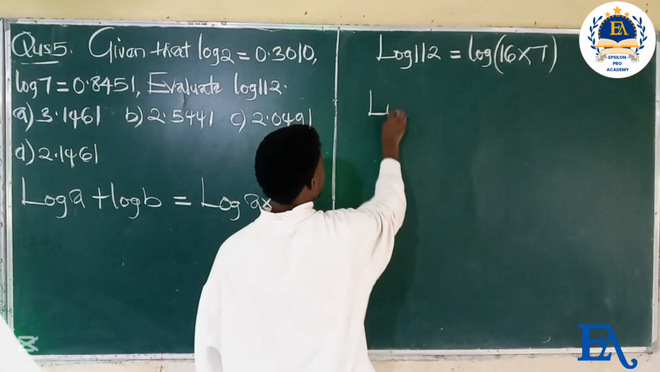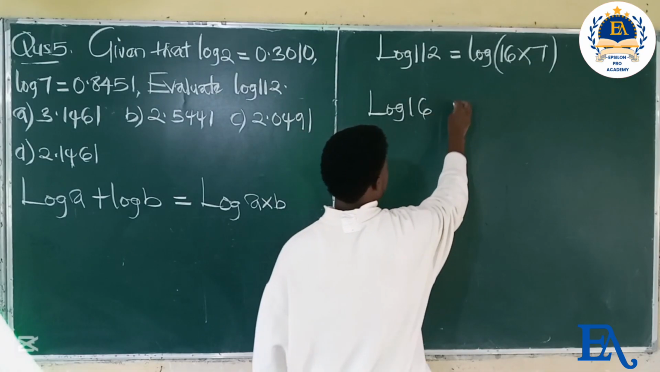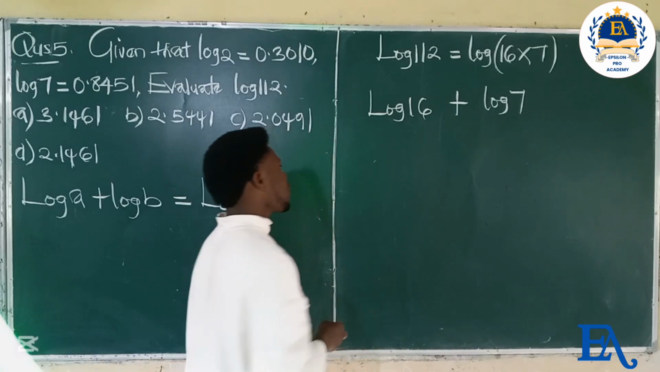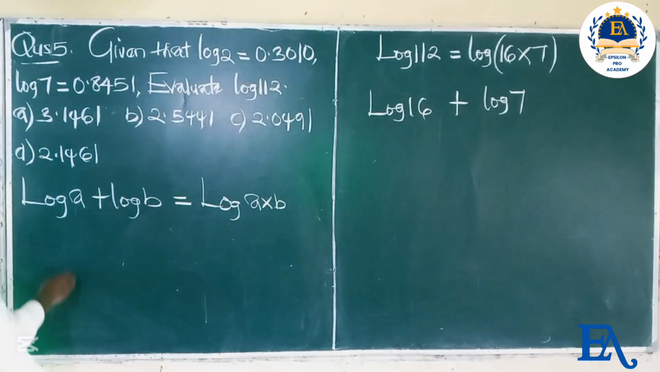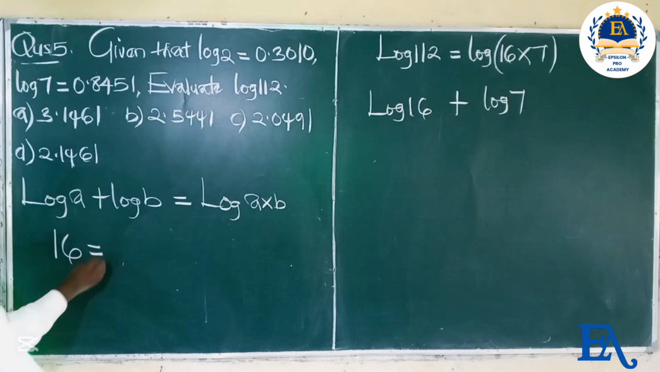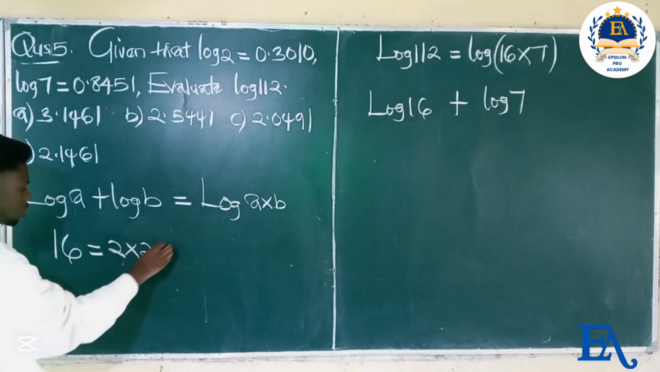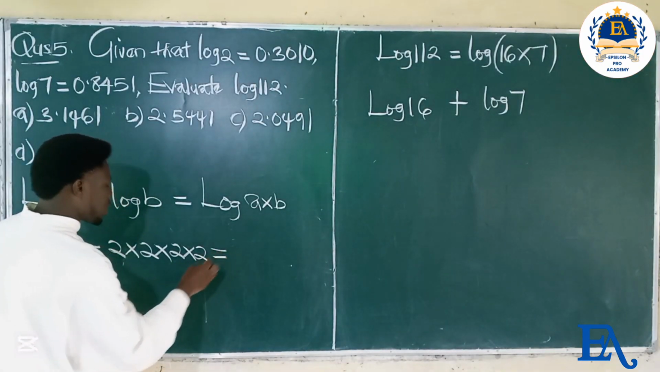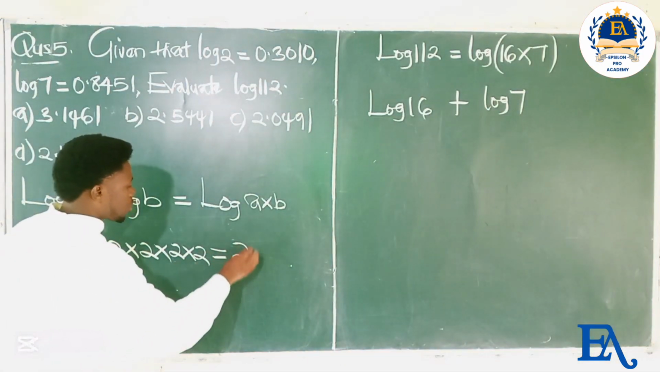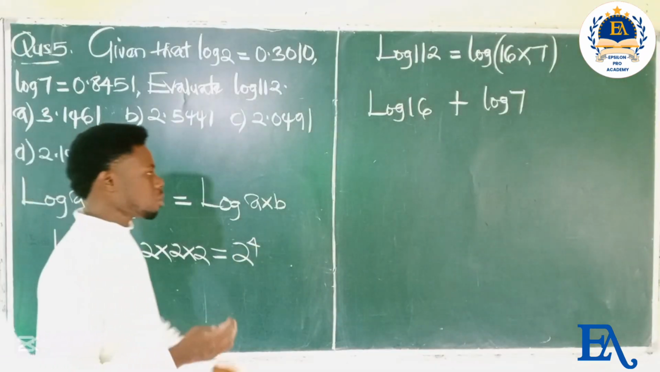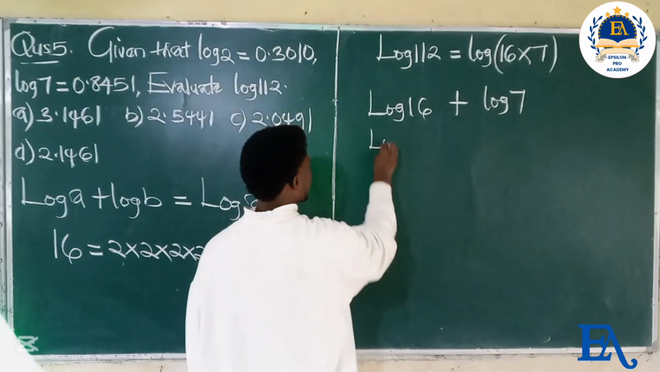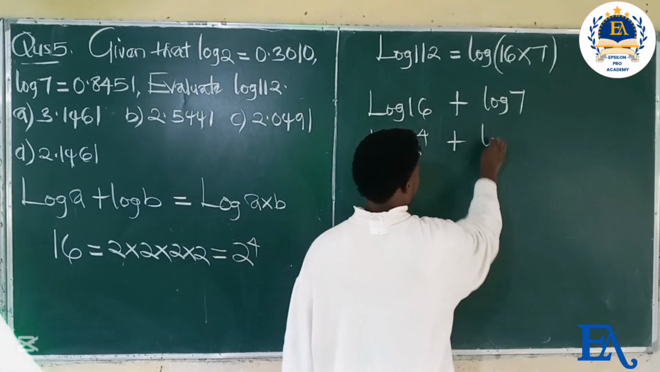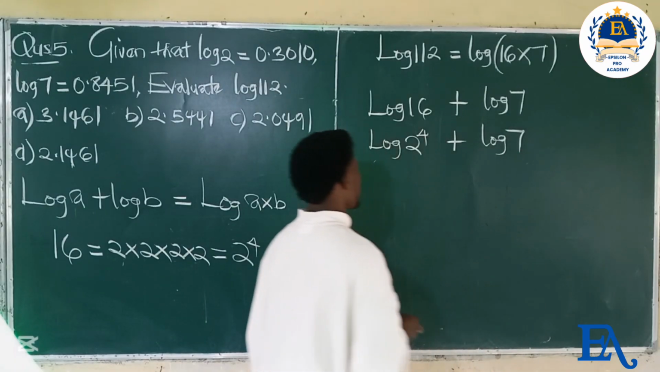Alright, so we can actually put this into this form. And we have log 16 plus log 7. Alright, so in this 16 we have 16 is the same as 2 times 2 times 2 times 2. That is to say, it is the same as 1, 2, 3, 4. 2 raised to the power of 4. Let us bring the knowledge over to this, please. And we have log 2 raised to the power of 4 plus log 7.